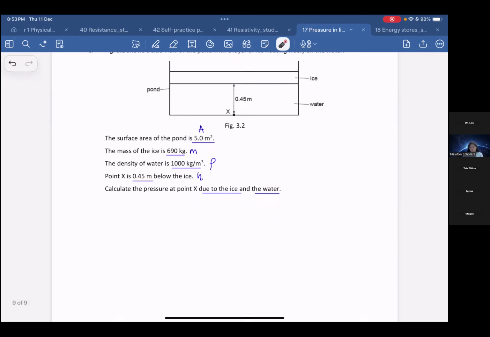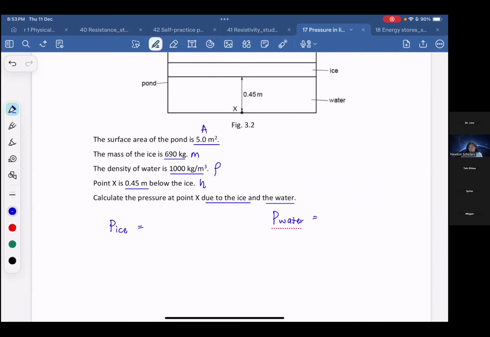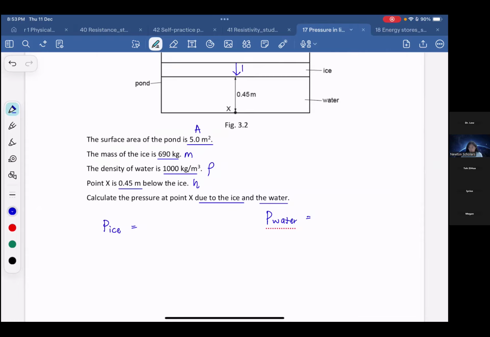What is the pressure due to the ice? And what is the pressure due to the water? Megan, let me check. Megan, what you count is only for water. How about pressure due to the ice?